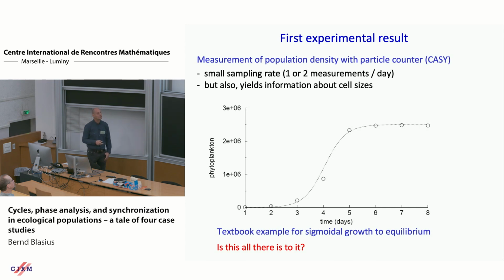We made measurements. We had a particle counter, and so we could have a sampling rate of 1 or 2 measurements per day. You measure it, you run it for a week, and you see the sigmoidal approach to capacity. And this dotted line is a fit of this growth model, so it fits perfectly. And so typically here you would say that's it, and you're finished. But actually, I want to convince you there is a lot more going on here, and that's very often the case in science. If you don't measure something, you don't observe it.